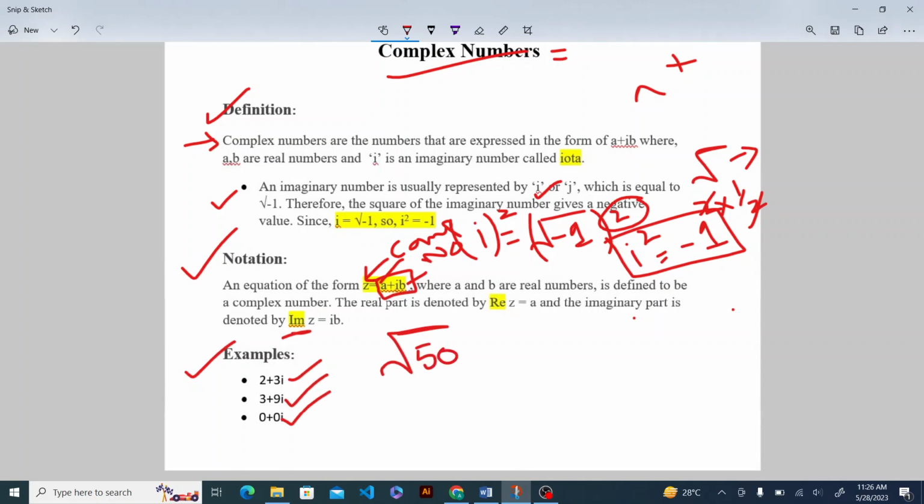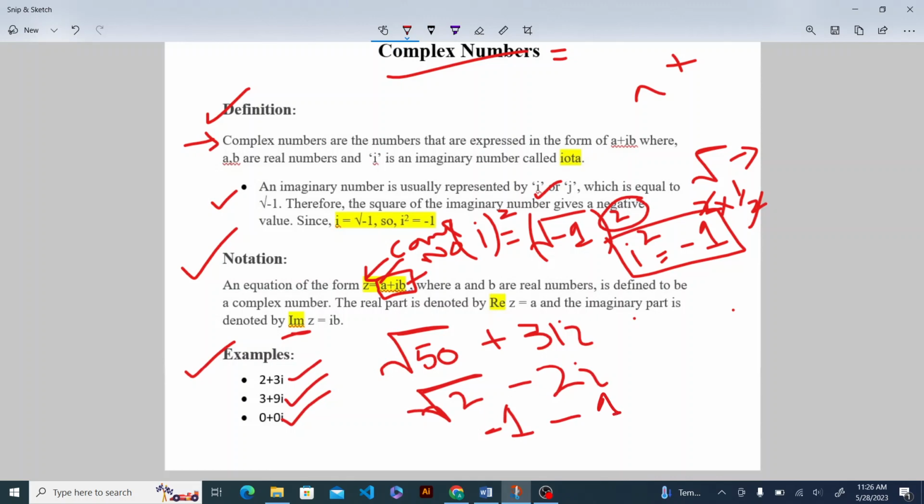Okay, so let's write some examples, like square root of 50 plus 31 iota, or you can say square root of 2 minus 2 iota, or minus 1 minus 100 iota. These are all authentic complex numbers. They are complex numbers.